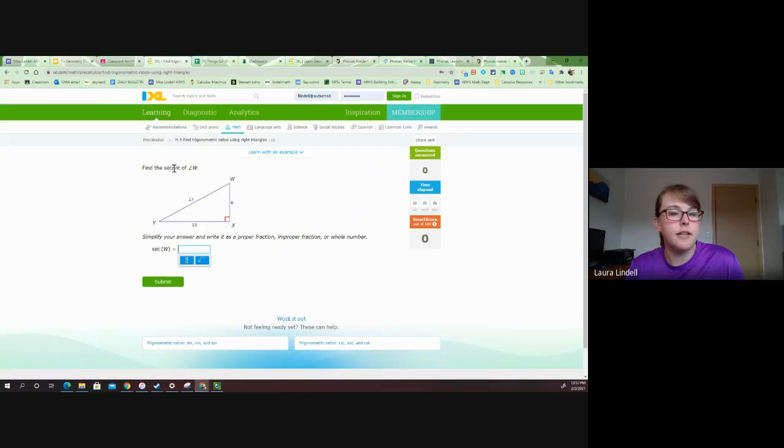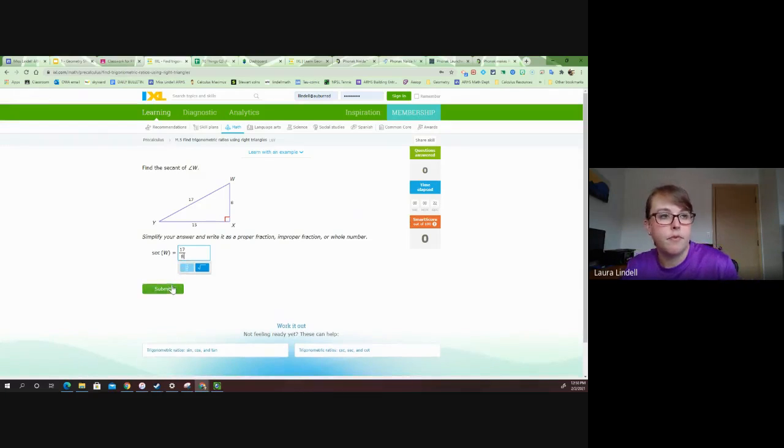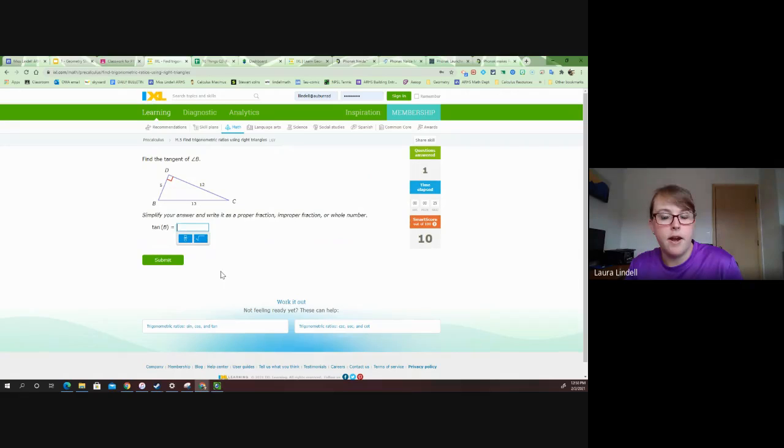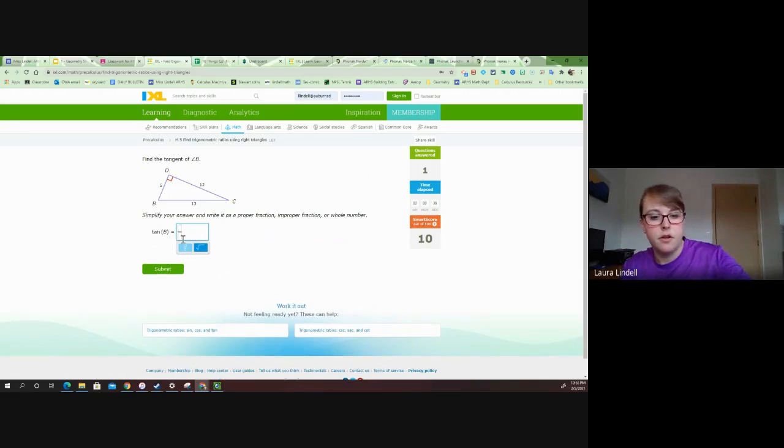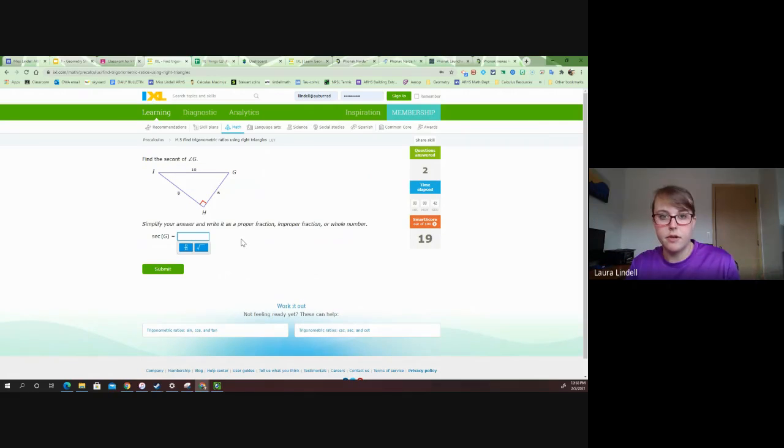So it'll say like find the secant of angle W. So if we remember, secant is hypotenuse over adjacent. So we would go 17 over 8. So you grab your fraction button, 17 over 8. If you can reduce the fraction, you should. And then for this one, the tangent of angle B, opposite over adjacent, so 12 over 5. That's pretty much how those ones are going to look. It'll ask you for any of those 6 trig functions.